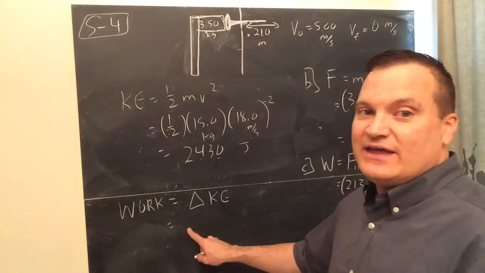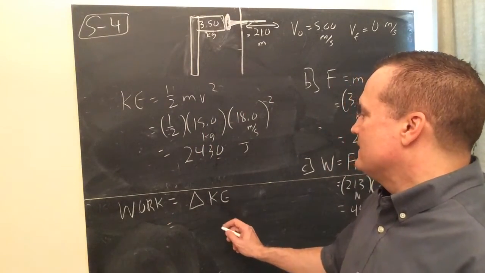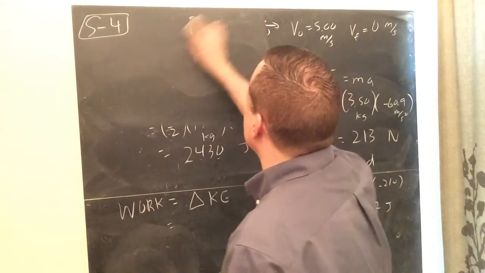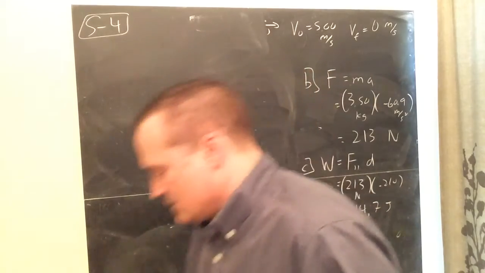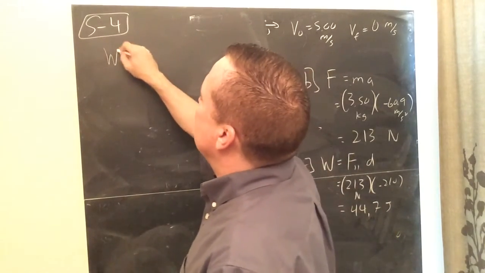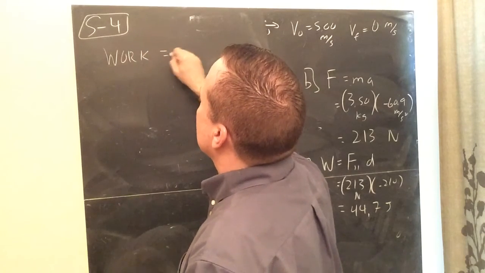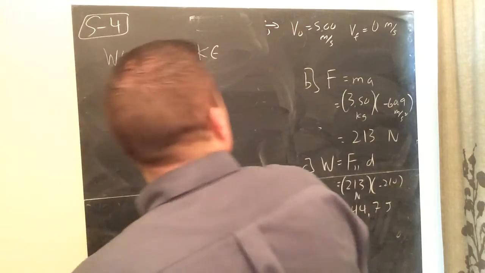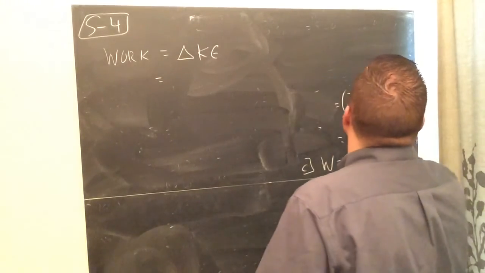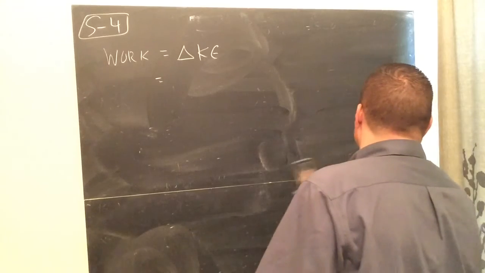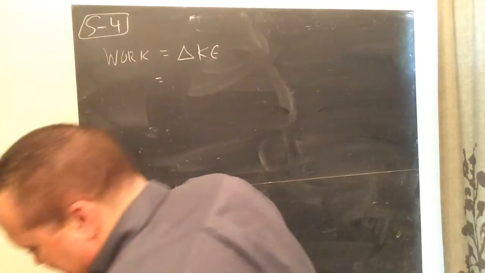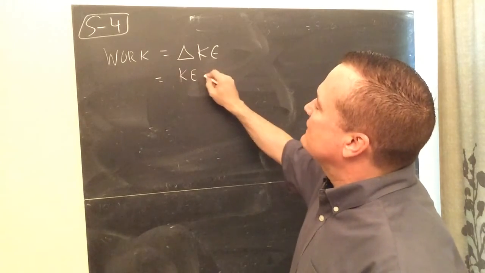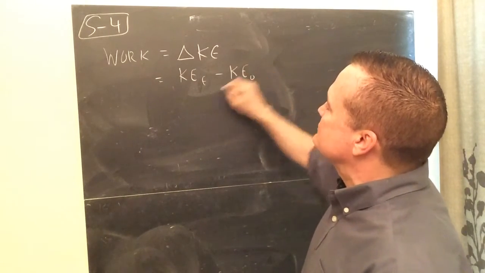Now change in anything is always final minus initial. I'd better put it up here because I'm going to run off the board. The work done, according to the work energy theorem, is the change in kinetic energy. In math and chemistry, anytime you see the change in something, delta, the triangle, which is the letter D in Greek, it means the final minus the initial. So that means final kinetic energy minus the initial kinetic energy.